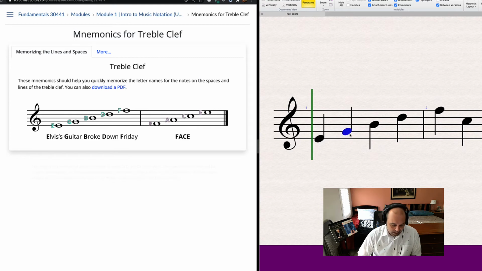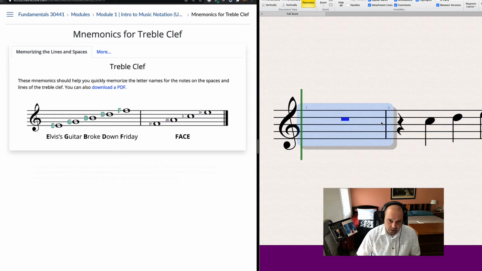So you see, say, just this note, and you go, okay, it's on a line, so I'm just going to go through my mnemonic. Elvis's guitar broke. Oh, that's B. Or if I see a note here, Elvis's guitar broke down. Oh, Friday, that's F, right?